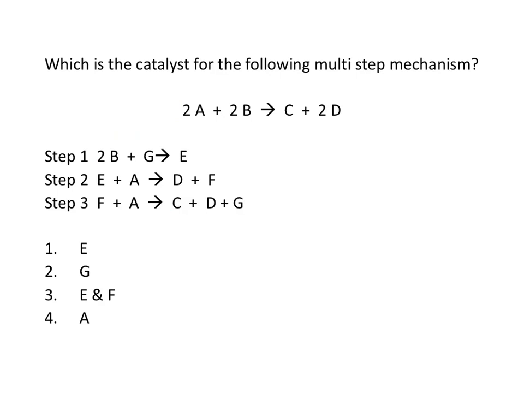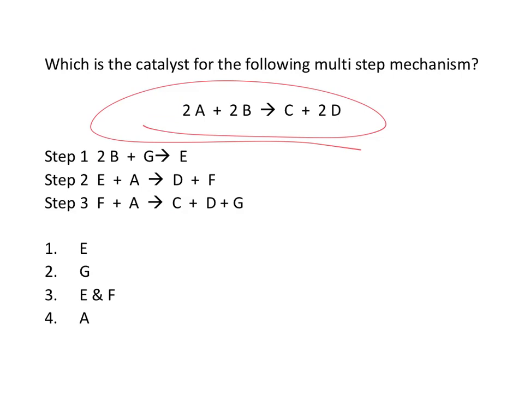All right, let's try a concept question. The question is, which is the catalyst for the following multi-step mechanism? So you're given a reaction that has three steps, and you're asked which one is the catalyst. So notice B participates, it picks up G, gives you E. E is being used up, so that becomes your intermediate. It reacts with A to give you D and F. F gets used up, so that's your intermediate as well. And G gets generated in addition to C and D.